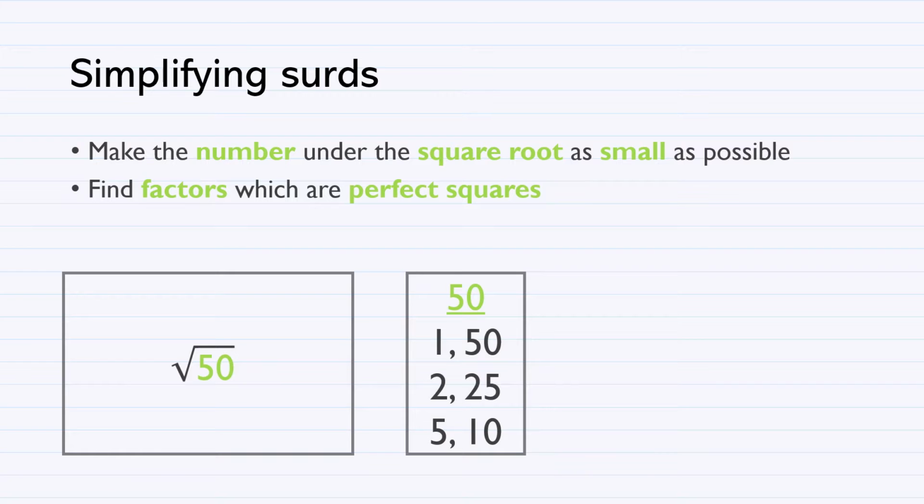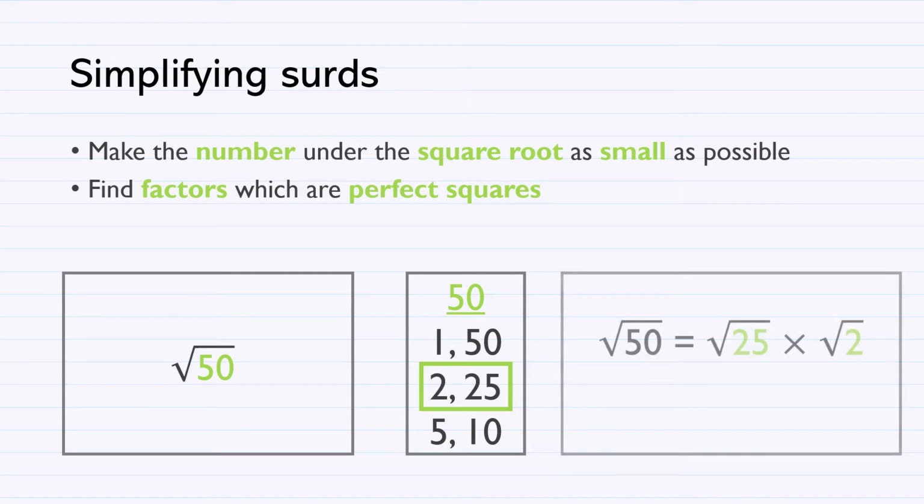Now we need to look for the pair which has a square number. In this case, it's 2 and 25. Once we've found this pair, we can rewrite the original surd as the product of these factors. For example, root 50 can be rewritten as root 25 times root 2. We can simplify this further to 5 root 2.